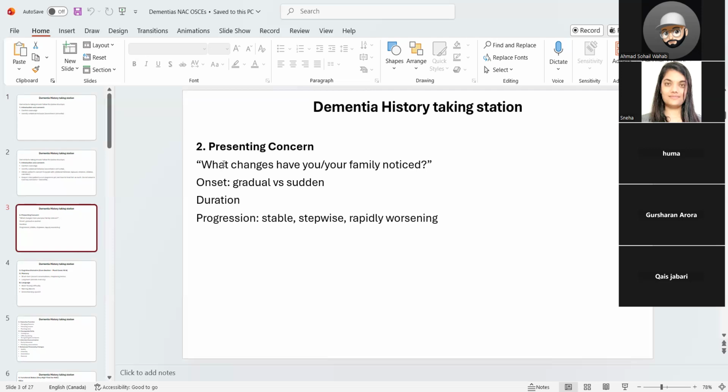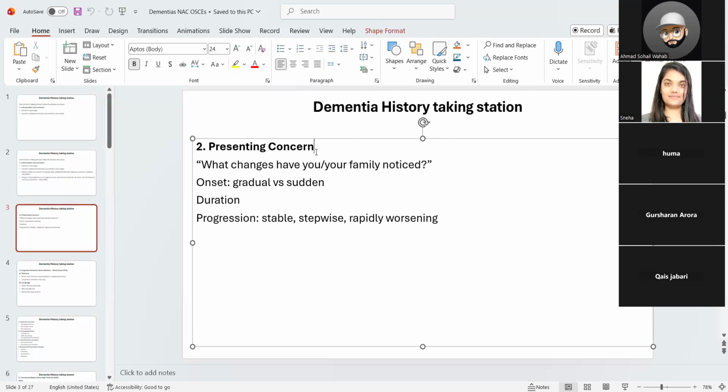Now, in the presenting concern, especially if the concern is about memory or cognitive impairment, ask whether the changes were noticed suddenly or happened over a long time. This will help us differentiate dementia from reversible acute causes such as delirium.